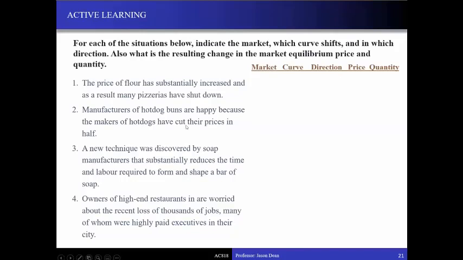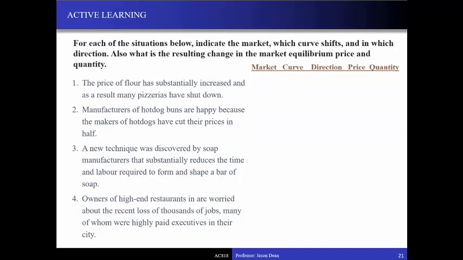In this case, we're just doing one shift here, so you don't need to worry about that. You'll know for sure whether the price or quantity changes, okay? So here it's just one curve shifting, and you just need to figure out what the direction is, and then how that affects the price and quantity. I'll give you a few seconds to read it over, and you can just speak out whenever you know the answer.